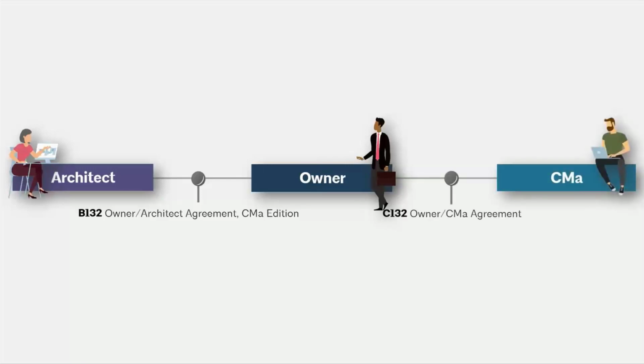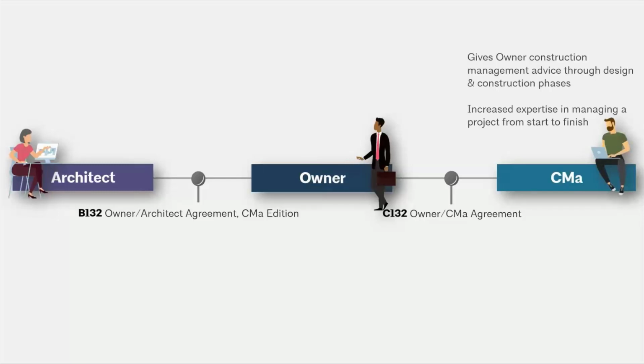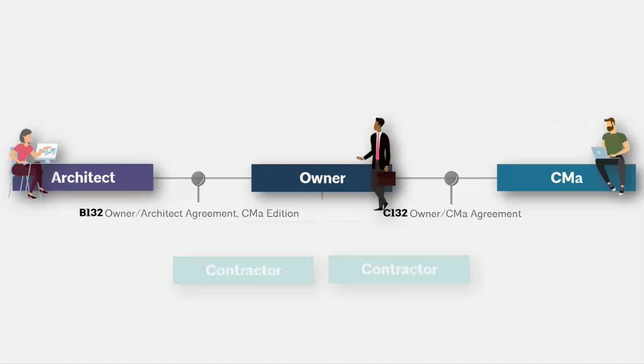And then they're also going to, of course, retain the CMA, who's going to act as an additional advisor throughout the project, including that early design phase. So it's going to be retained around the same time as the architect. And that's going to use the C132, the owner-CMA agreement. This CMA is going to give the owner construction management advice through both design and construction. And of course, this person is going to have increased expertise in managing a project from start to finish.